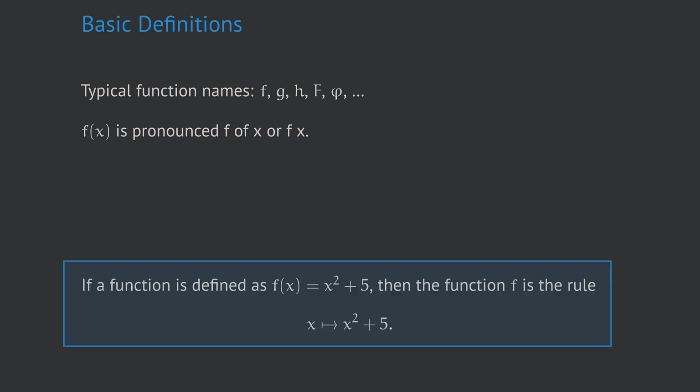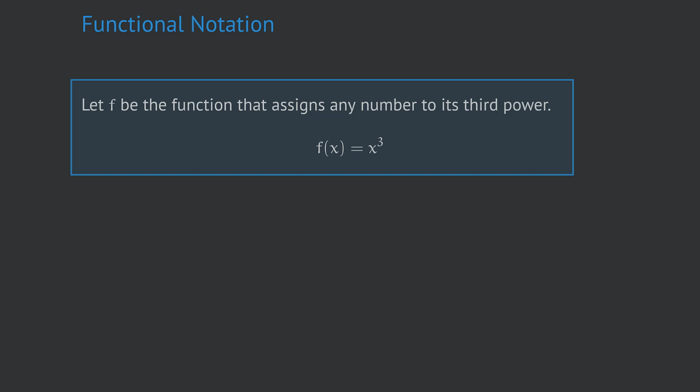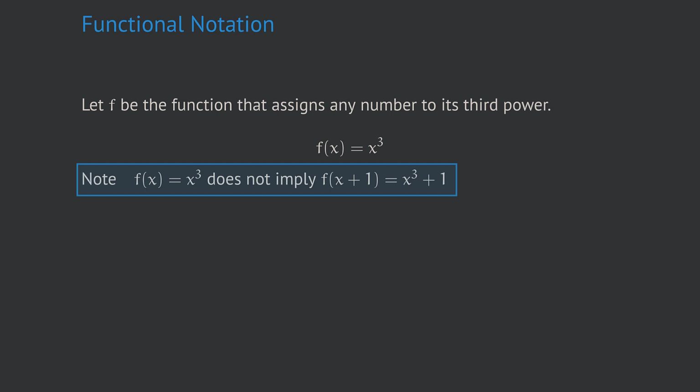Finally, if a function is defined as f of x equals x squared plus 5, then the function f is the rule which assigns to each x the expression x squared plus 5. To summarize our earlier example, let f be the function that assigns any number to its third power. We then write f of x equals x to the third power. By the way, it's important to note that f of x equals x to the third power does not imply that f of x plus 1 equals x to the third power plus 1. The right value for this is rather this one.